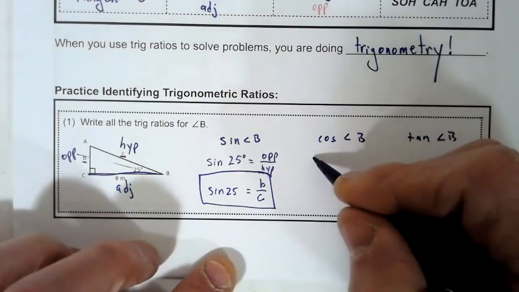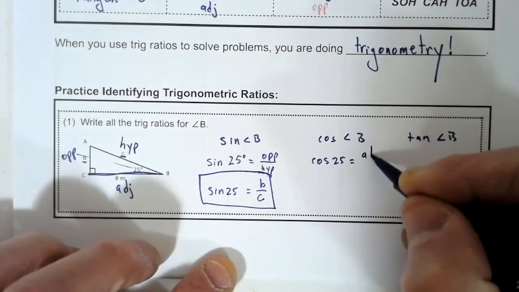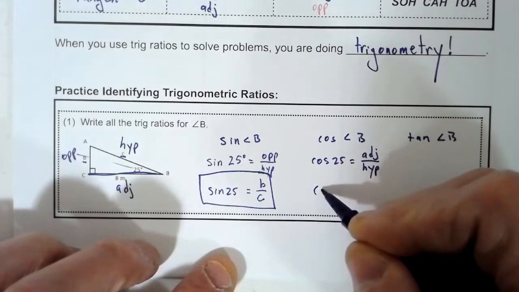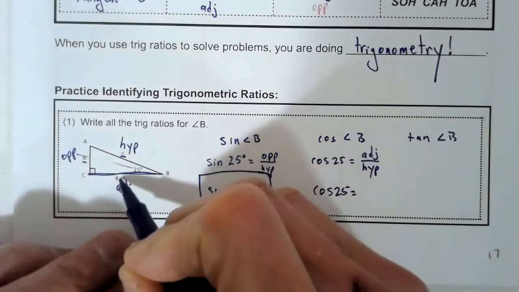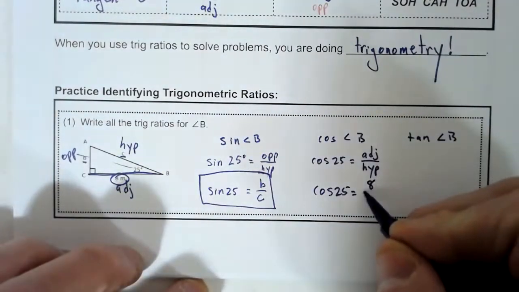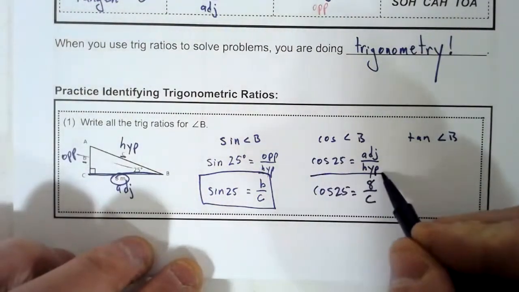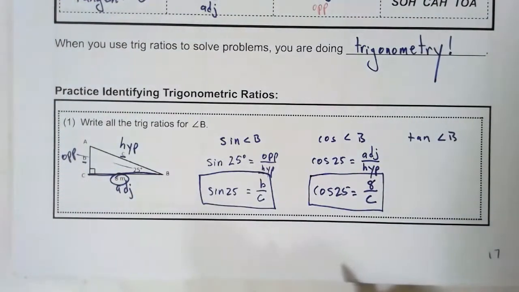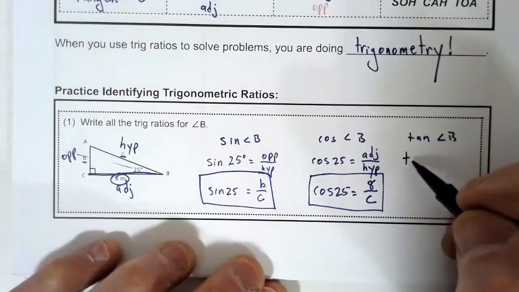Now the cosine. The cosine of 25 is equal to the adjacent over the hypotenuse, and then let's see what information we have here. Cosine of 25 is equal to, the adjacent side is 8, and the hypotenuse is C. So I have 8 over C. That's all I can fill out right now. We'll get a little bit further later on in the lesson, but that's how we would fill out that trig ratio.